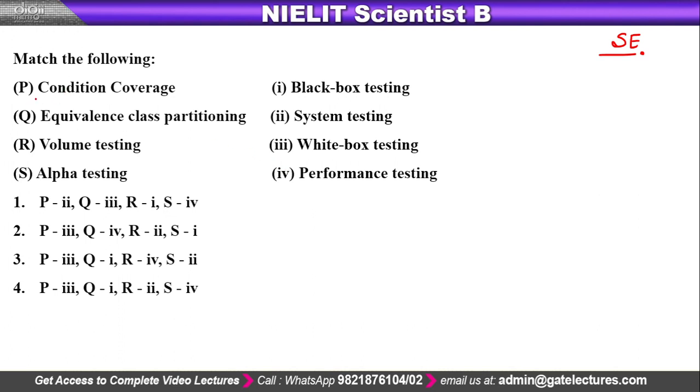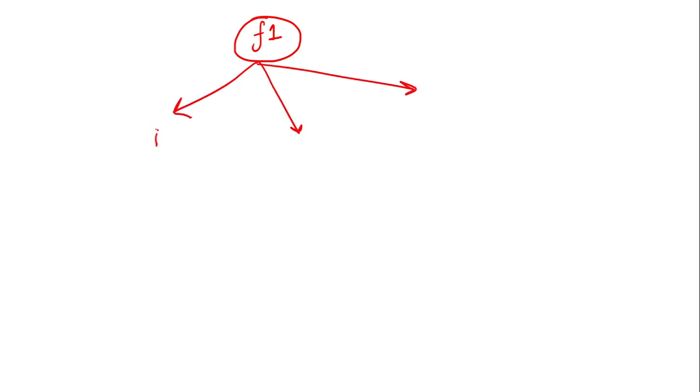Let's talk about condition coverage first. See, condition coverage basically means that if there is a function, okay, suppose this is your function 1. Now, suppose from this function I am getting three conditions. Three conditions are being generated: three if-else and switch, and let's say there is a switch case as well.